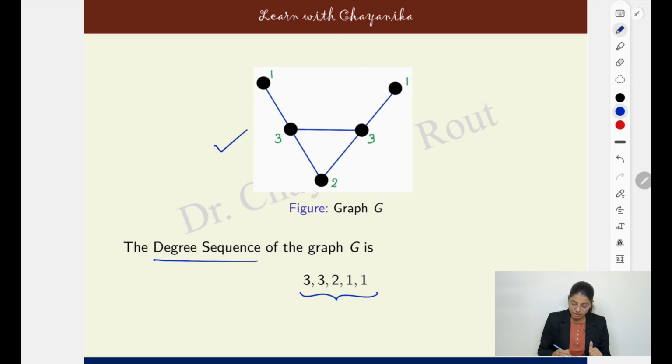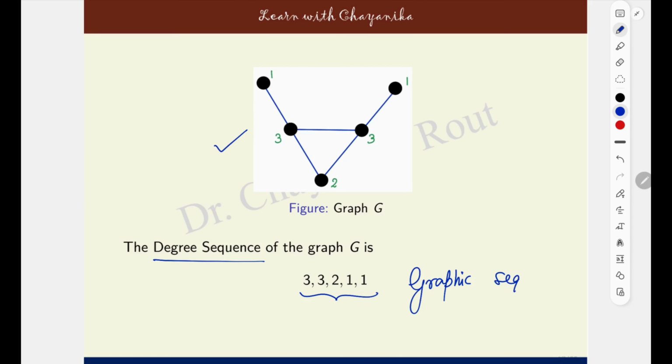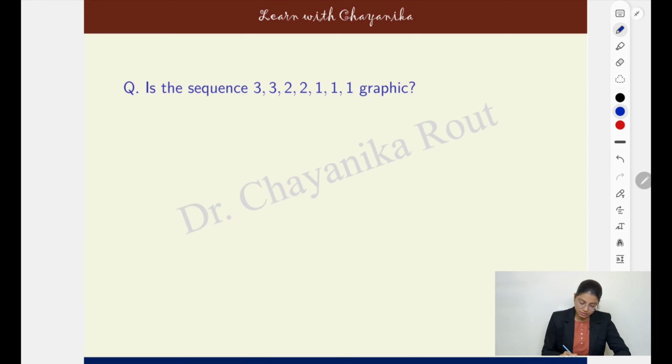So this is not only a degree sequence, but this is also a graphic sequence or graphical, because it is possible to draw a simple graph with this sequence. Now let's solve some problems and check if some particular sequences are graphic or not. Now the first question is for this particular sequence to check whether it is graphic or not.